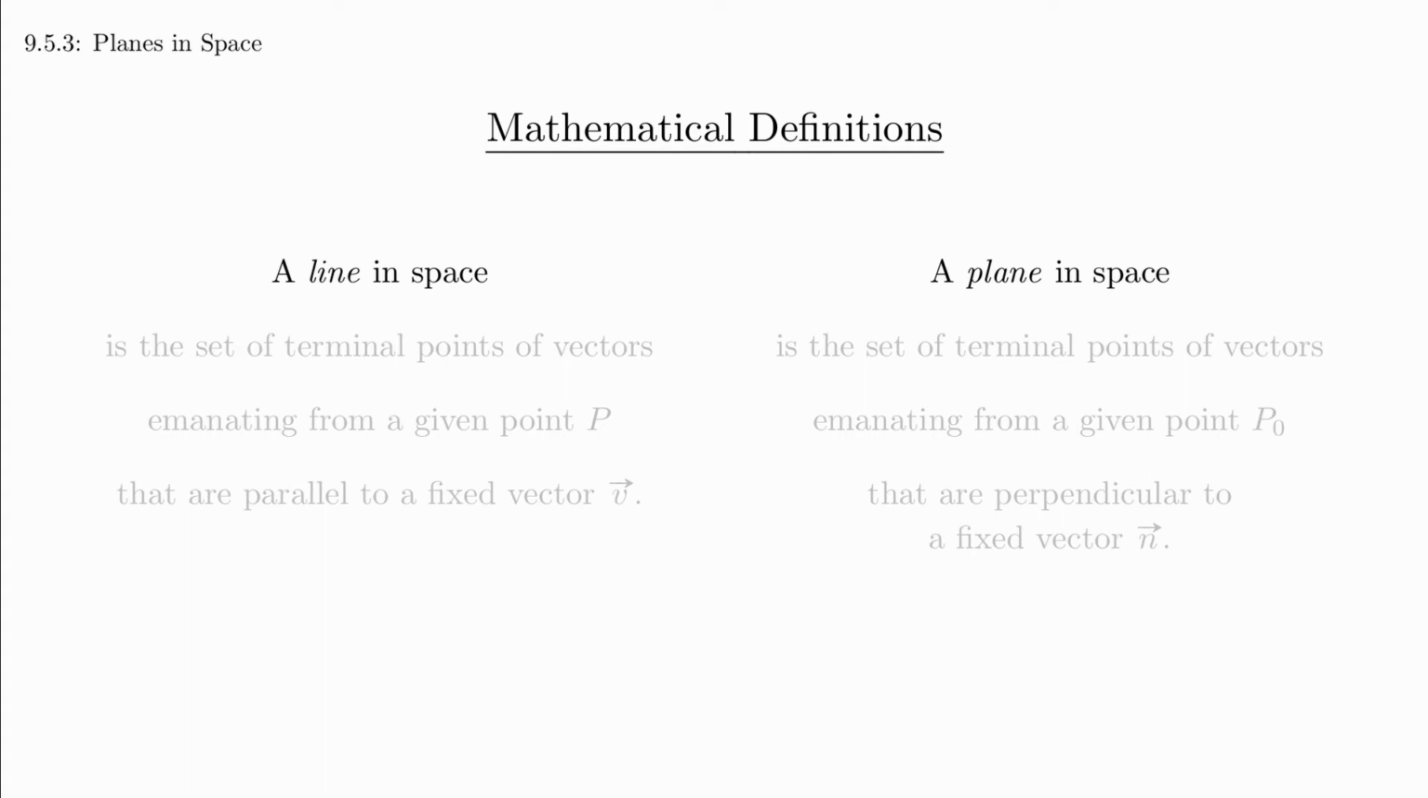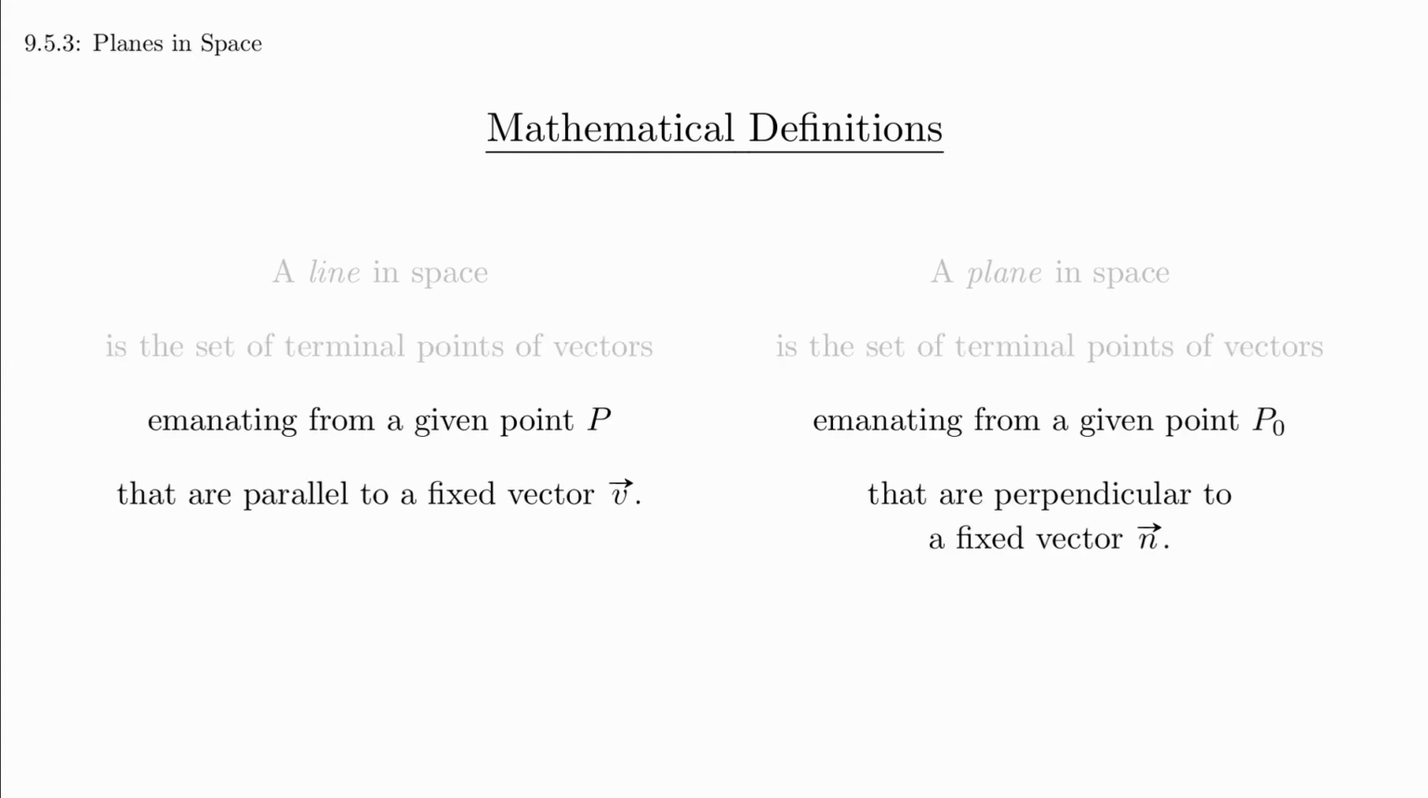The first line is stating the name of the object being defined. The second line describes the type of object that is being defined. In this case, it's a set of terminal points of vectors. The remainder is a set of descriptive phrases that describe the property of the object being defined. What do we know about these vectors? They emanate from some point and have some relationship with another vector.